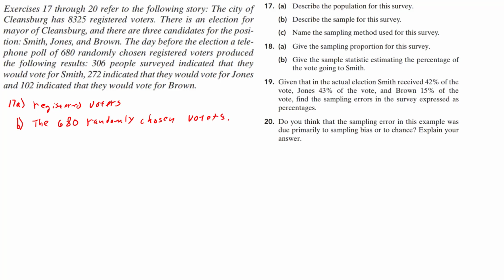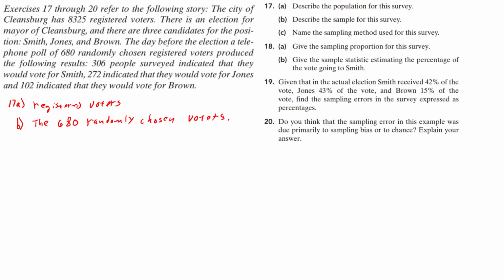We're interested in figuring out how the 8,325 registered voters are going to vote. And so to figure that out, we asked the sample, the 680 randomly chosen voters. So the registered voters are the population, and the 680 randomly chosen voters are the sample. Name the sampling method used for this survey.